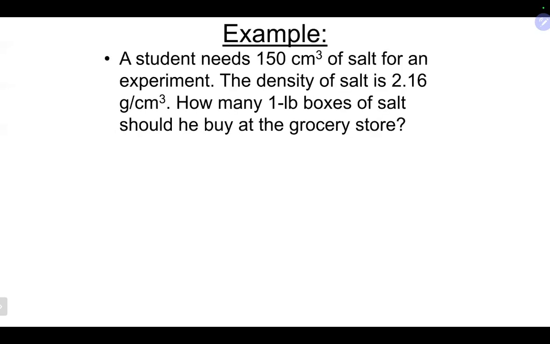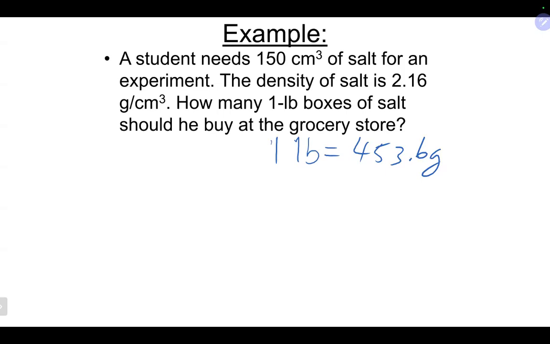All right, let's try one last one here. A student needs 150 cubic centimeters of salt for an experiment. The density of the salt is 2.16 grams per cubic centimeter. How many 1 pound boxes of salt would they need? A reminder of a conversion we talked about that you should know, 1 pound is 453.6 grams. All right, take a moment or two, see how many 1 pound boxes we're looking for.